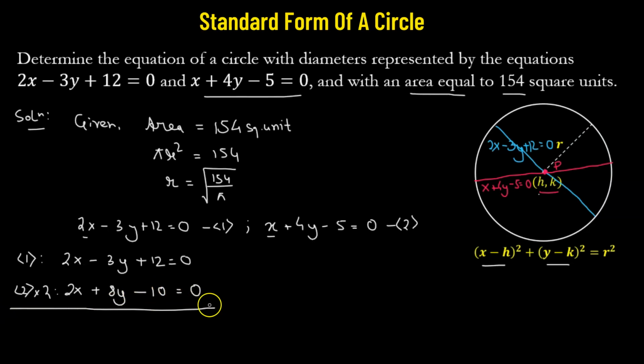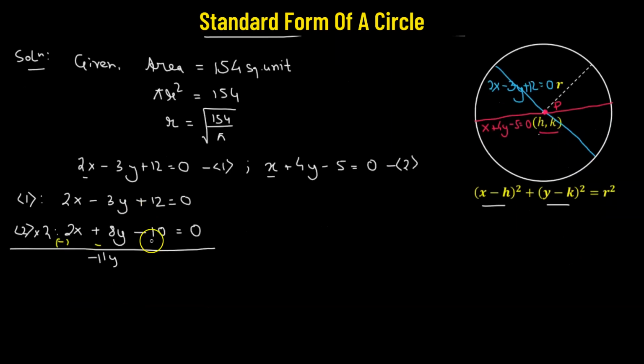So what we'll do, we'll subtract the two equations. So subtracting means, here we have 2x minus 2x, so that becomes 0. Negative 3y minus 8y, so that's going to give us negative 11y. And then we have positive 12 minus negative 10, so that means we have positive 22. So that's equals to 0. Negative 11y will be equals to negative 22. So solving for y, we get the value positive 2.